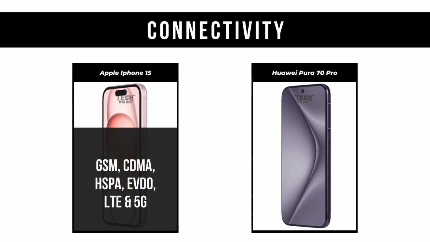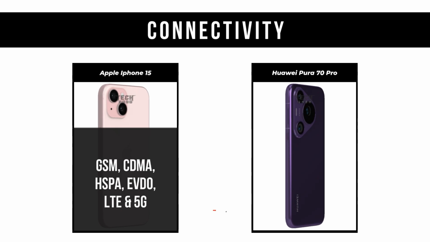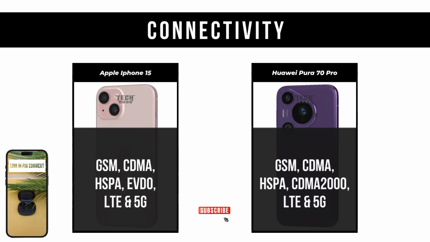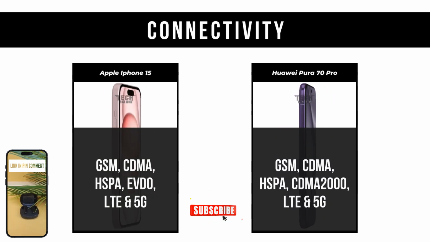Connectivity. Apple iPhone 15 is GSM, CDMA, HSPA, EVDO, LTE, and 5G. Huawei Pura 70 Pro is GSM, CDMA, HSPA, CDMA 2000, LTE, and 5G.